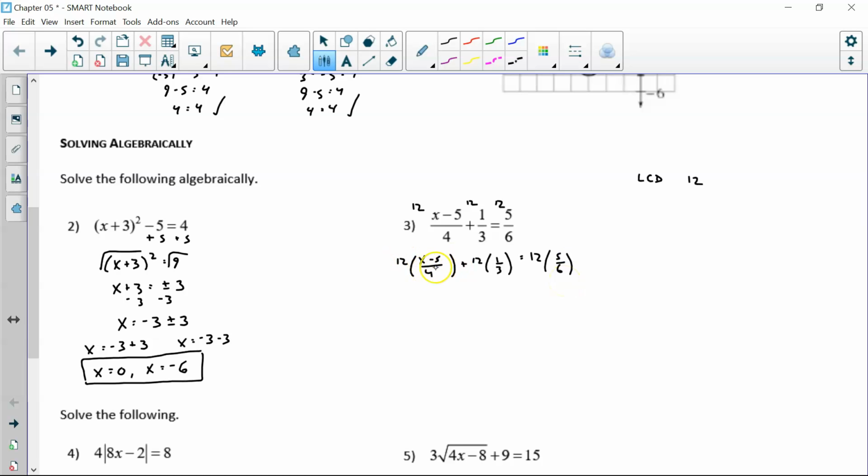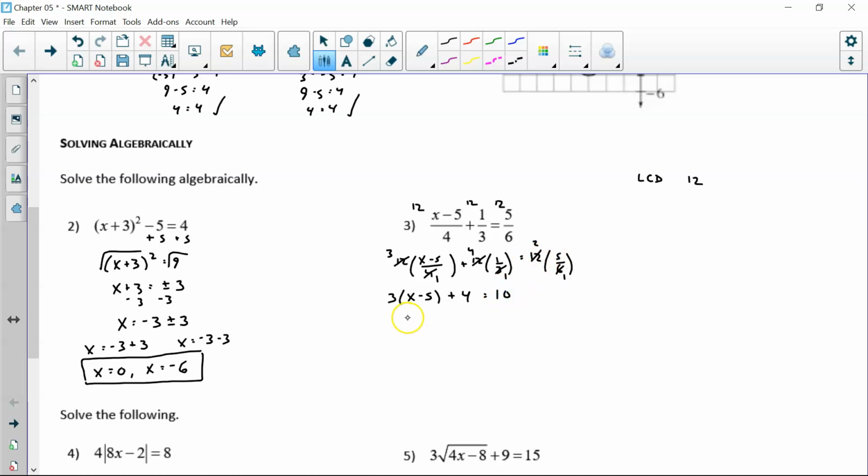See the 12 on top, 4 on the bottom? They're divisible by 4. The 4 becomes a 1, 12 becomes a 3. So we're left with 3 times x minus 5, plus 12 on top, 3 on the bottom, 3 becomes a 1, 12 becomes a 4, so it's plus 4, equals 12 and 6 are both divisible by 6. The 12 becomes a 2, and the 6 becomes a 1. 2 times 5 is 10.